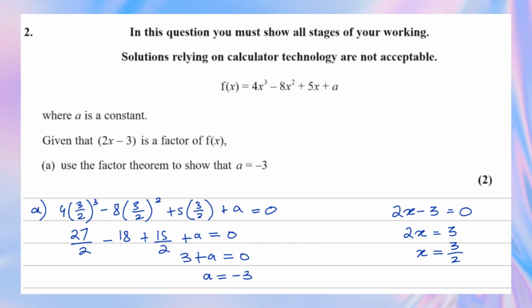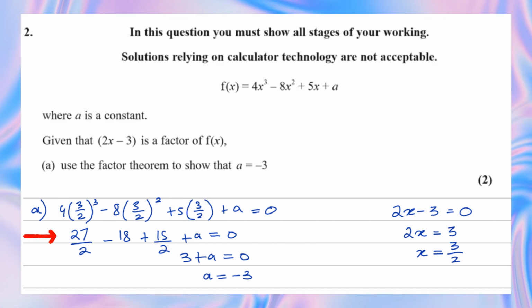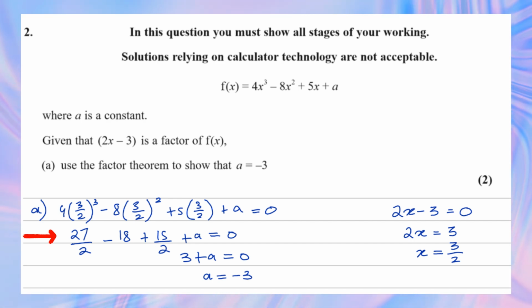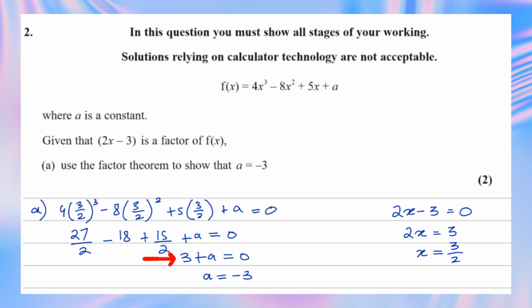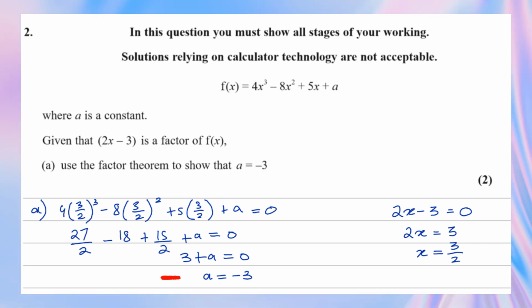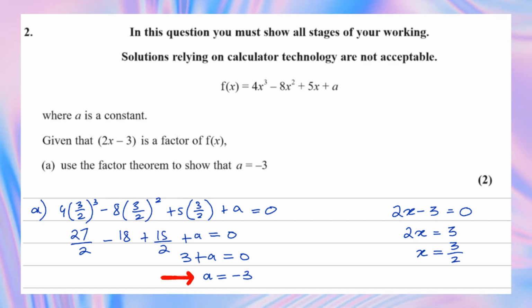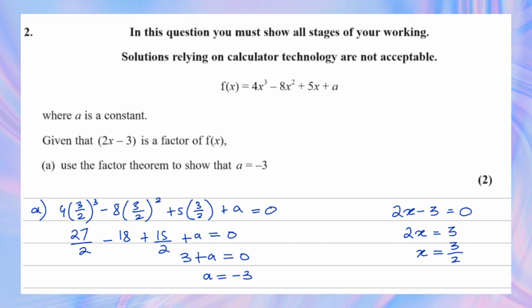Now we solve for a. Simplifying, we get 27 over 2 minus 18 plus 15 over 2 plus a equals 0. Simplifying further gives us 3 plus a equals 0. Now we subtract 3 from both sides. This gives us a equals minus 3. This completes the answer for part A.